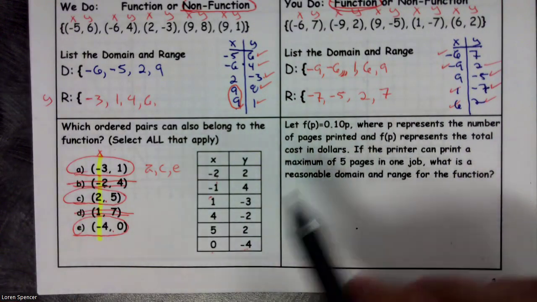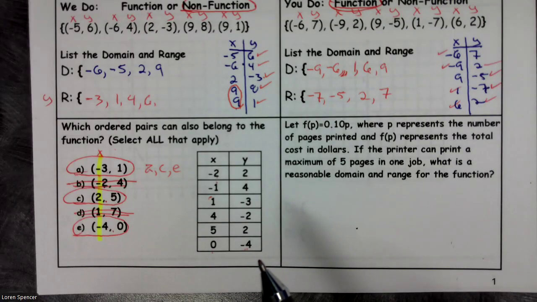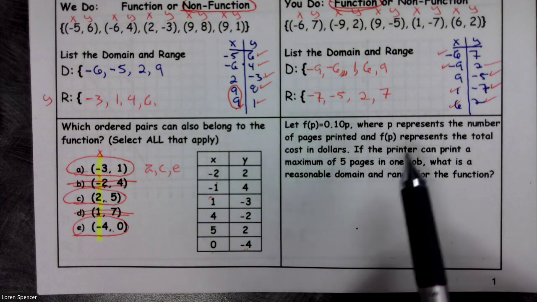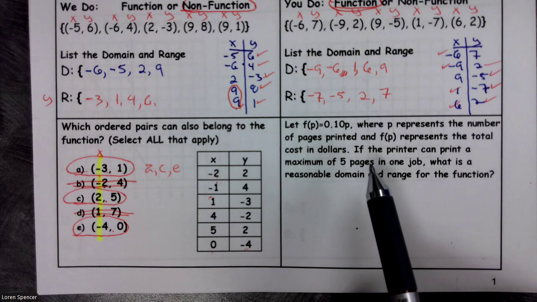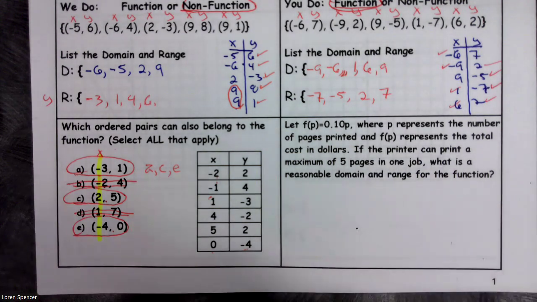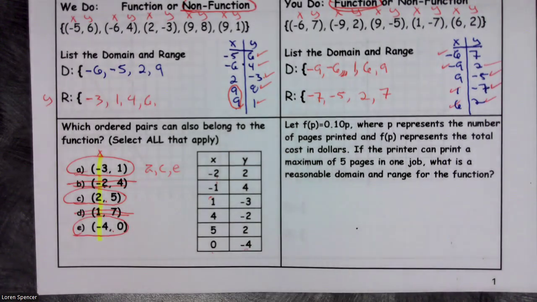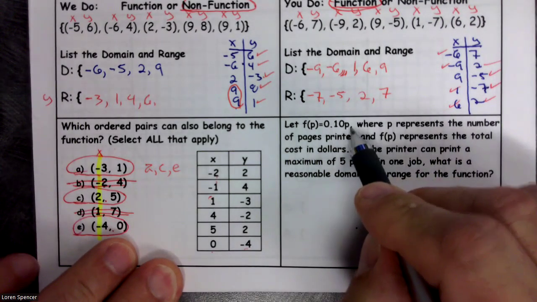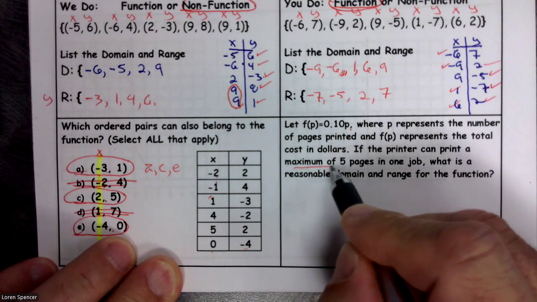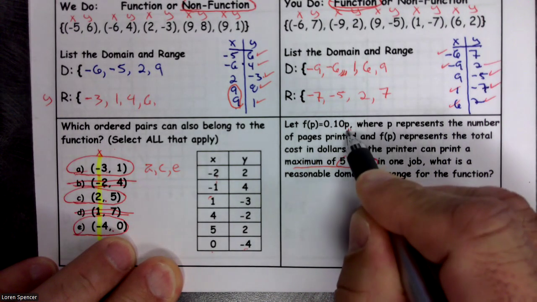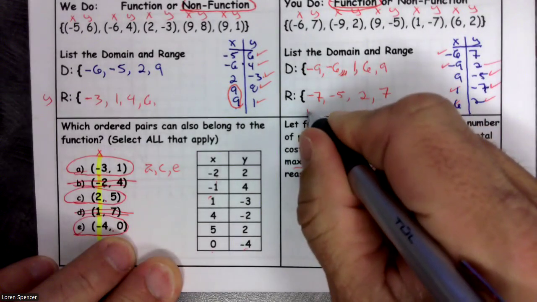All right. Let F(P) equal 0.10P, where P represents the number of pages printed and F(P) represents the total cost in dollars. If a printer can print a maximum of 5 pages in one job, so basically it can print 0 pages, 1 page, 2 pages, 3 pages, 4 pages, or 5 pages, what is a reasonable domain? Well, if P is pages, and they're saying it can do a maximum number of pages, that P represents my X value.